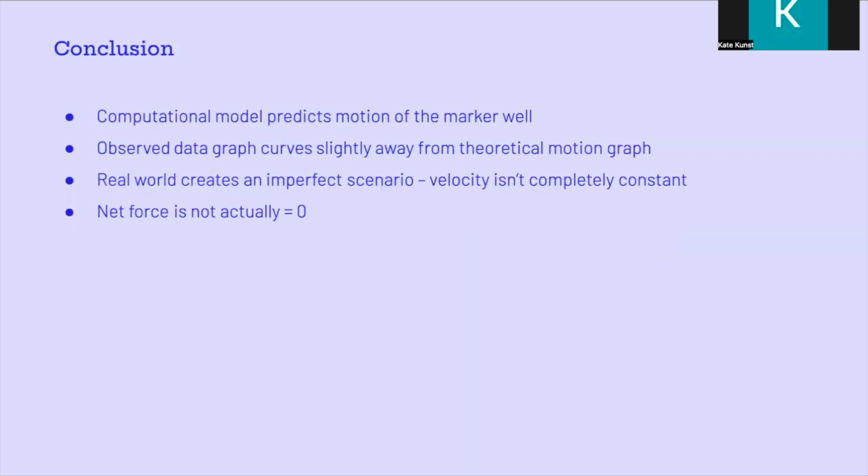And in conclusion, the computational model predicts motion of the marker well. However, the observed data graph still curves slightly away from the theoretical motion graph because the real world creates an imperfect scenario where velocity isn't completely constant, because there must be some sort of net force that is not actually equal to 0, because any sort of force will create a change in the momentum, and therefore a change in the velocity according to Newton's second law. So we know that for there to have been a slightly non-constant velocity, there must have been some sort of net force or force acting on the marker that wasn't canceled out.